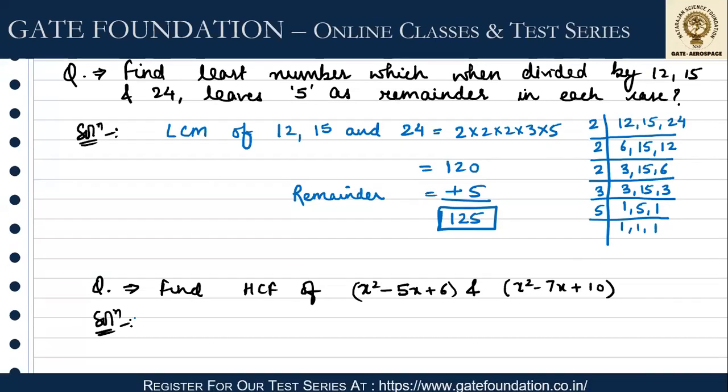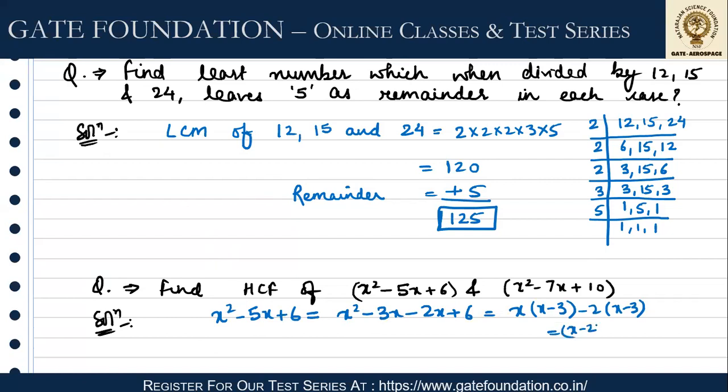So what we are supposed to do over here is find the factors first of all. To find the highest common factor, we need to find the factors first. So let's find the factors. x square minus 5x plus 6. We'll use the middle term split technique. So it will become x square minus 3x minus 2x plus 6. Out of this, if we take common, you'll get x minus 3 minus 2, x minus 3, or it will become x minus 2, x minus 3.